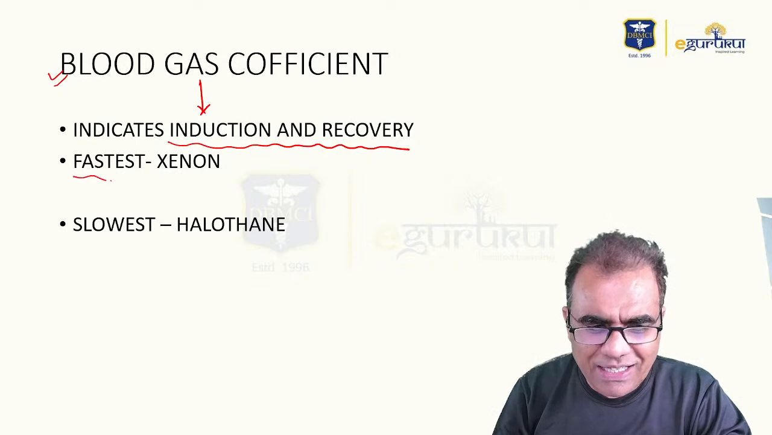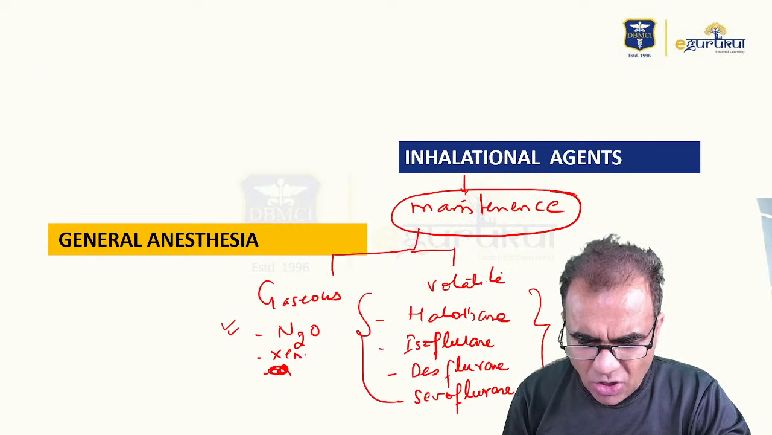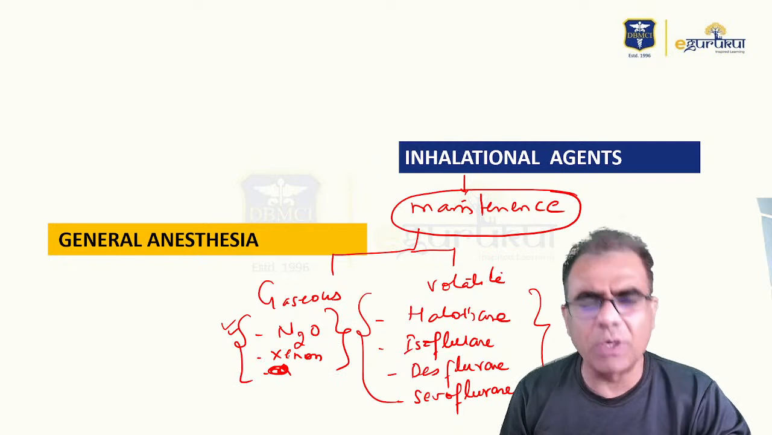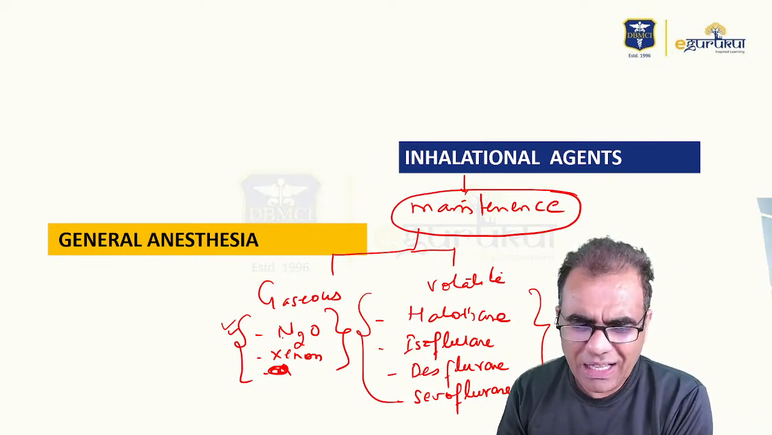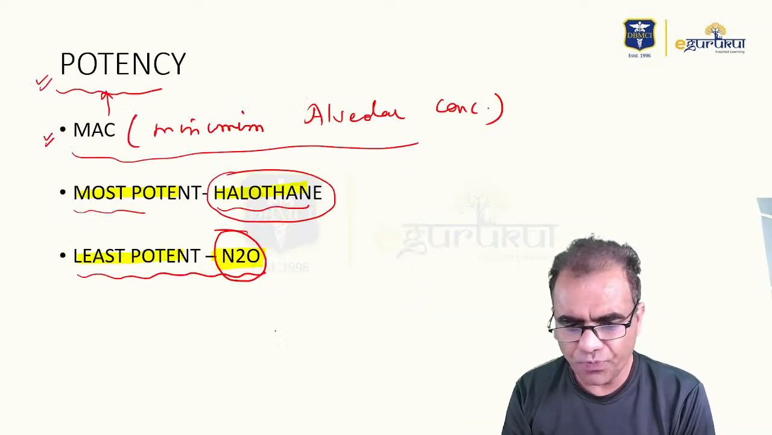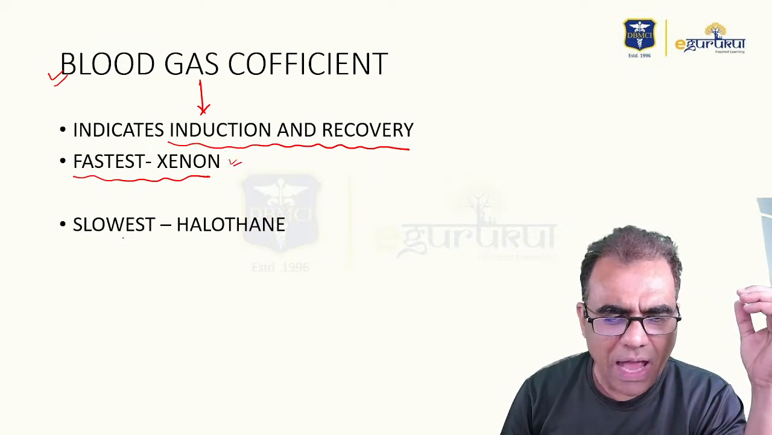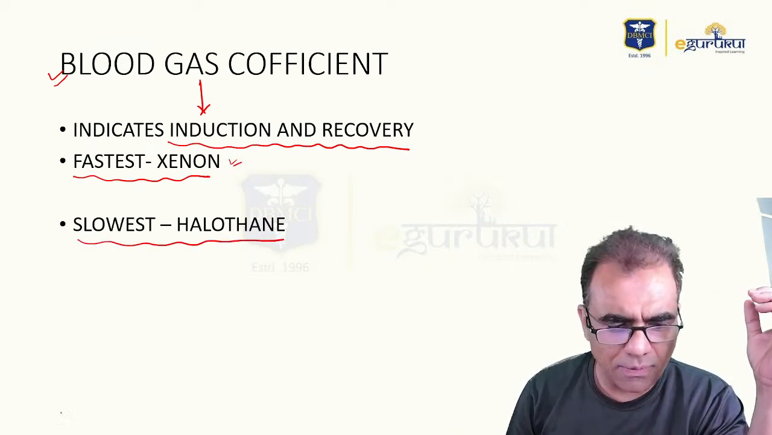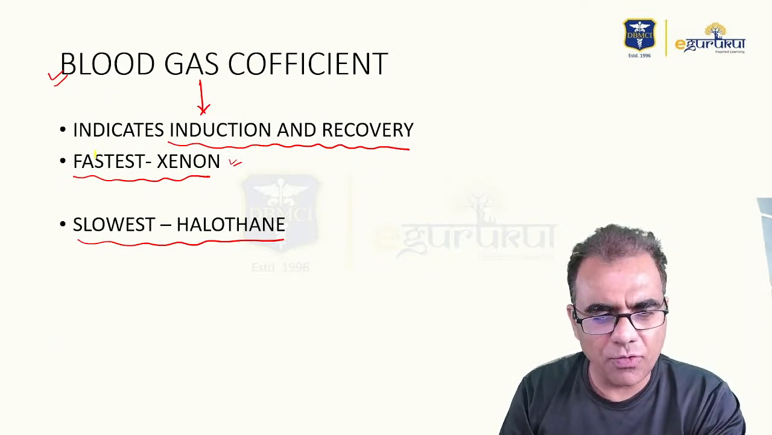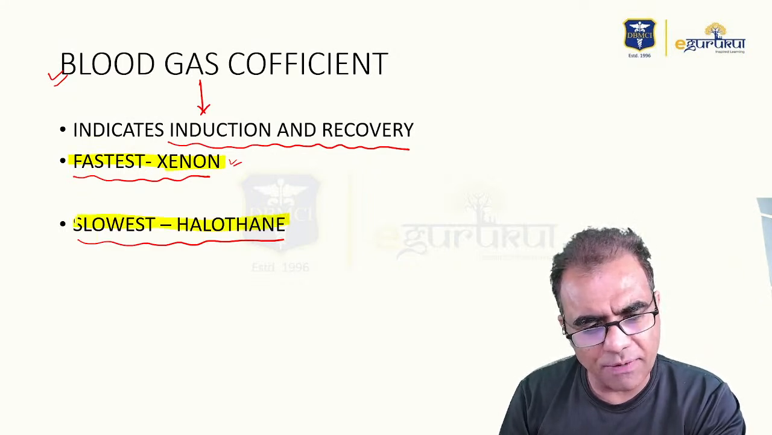So fastest induction is with xenon. Actually, xenon is another gas. It is not yet available freely for use, but it is almost ready for use. So you won't say agent available freely, but yes, ready to use. So the fastest induction is with xenon and the slowest induction is with halothane. And there is actually no other method to remember other than mugging up. So fastest induction and recovery is xenon, and slowest induction and recovery is with halothane.